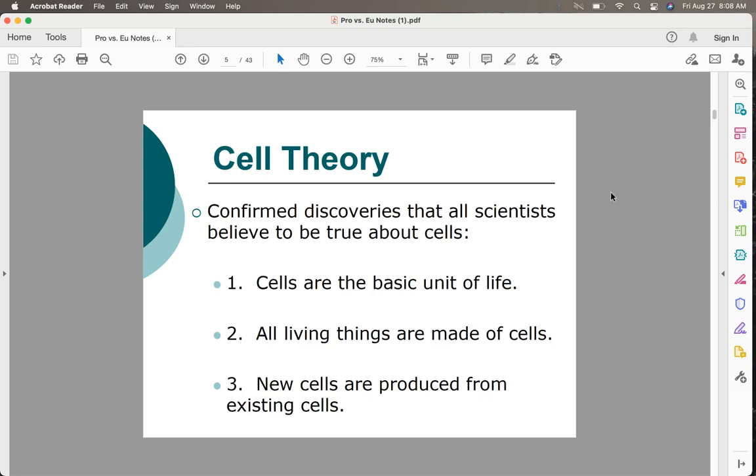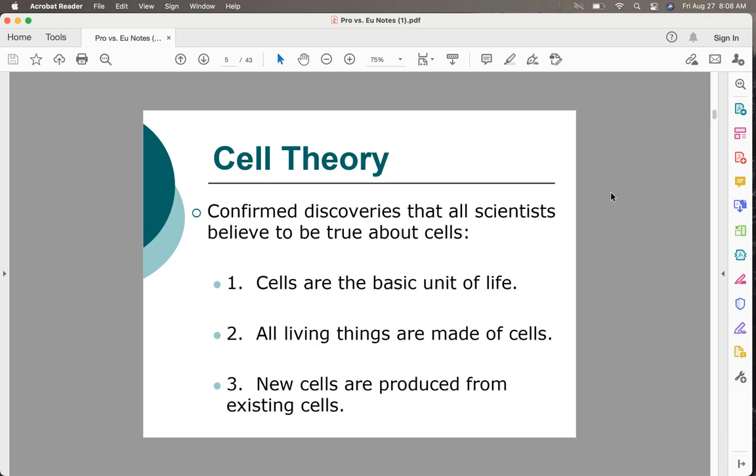Okay, the cell theory was a combination of a whole lot of scientists working together, but it has three major components. That cells are the basic unit of life. So like I said, they are the smallest unit capable of carrying out life's processes. All living things, all organisms are made of cells. So from the smallest little bacteria up to the largest mammals on the planet, they're all made of cells.